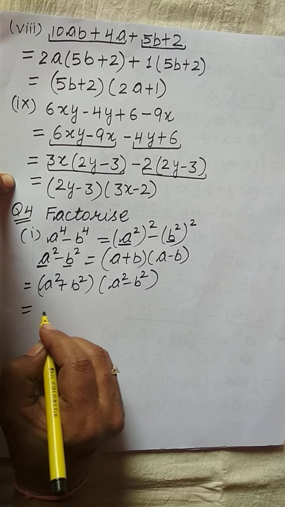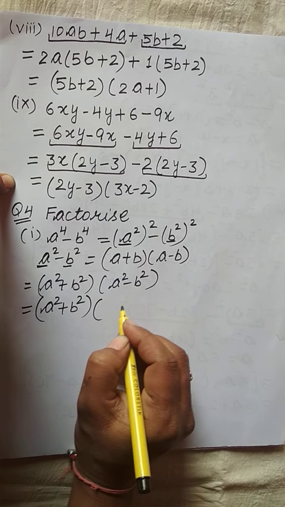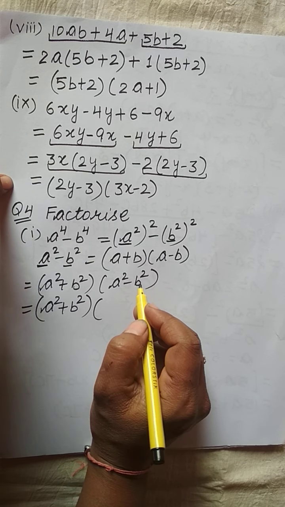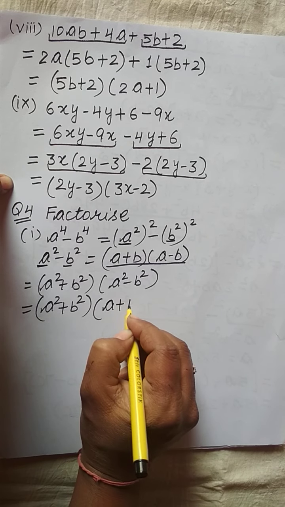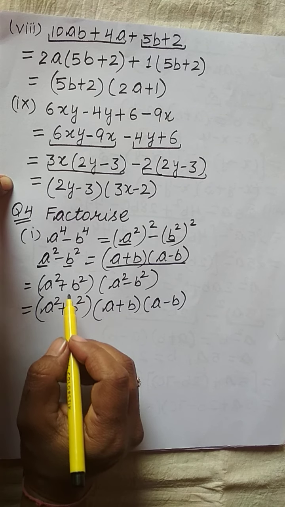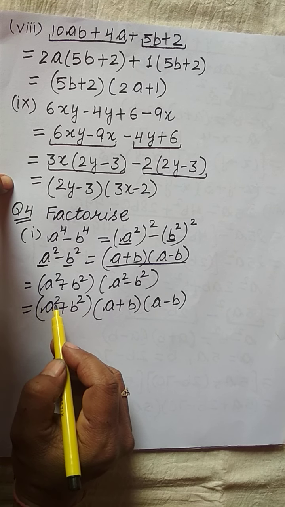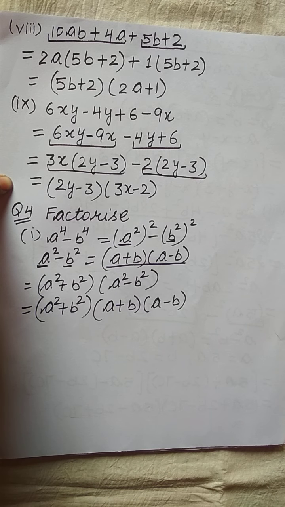Now further a square plus b square remains same, and this a square minus b square can be written as a plus b into a minus b. Here we will apply the same identity two times. So the required answer is a square plus b square into a plus b into a minus b.